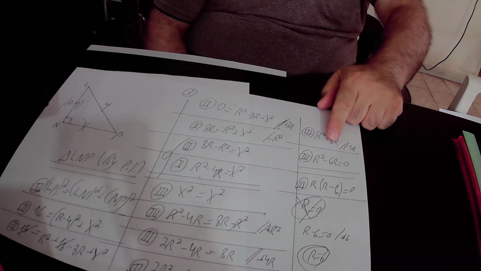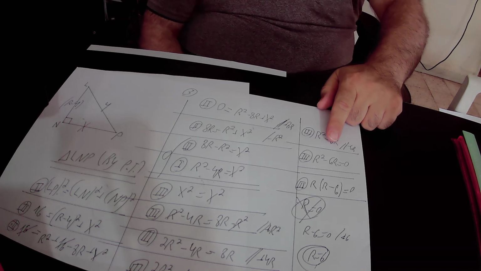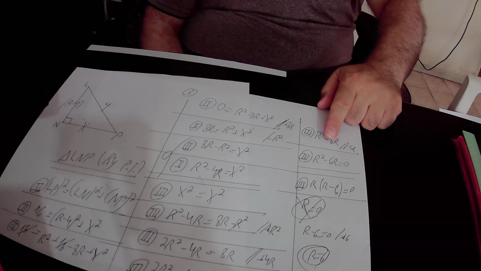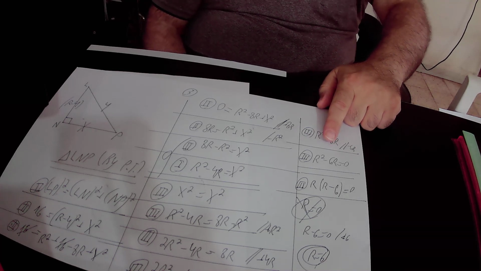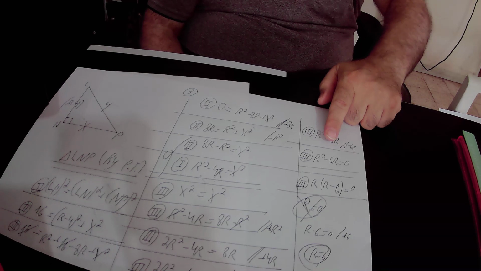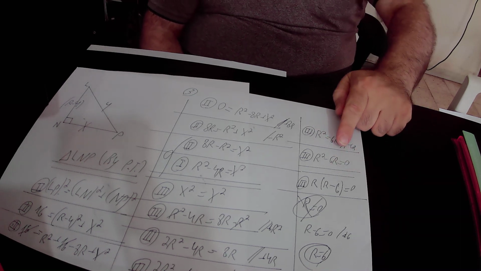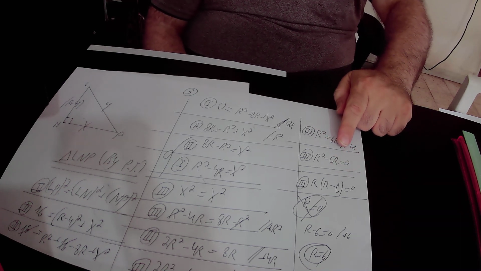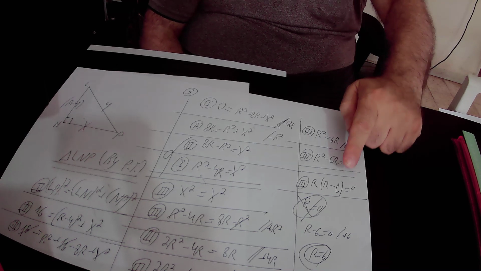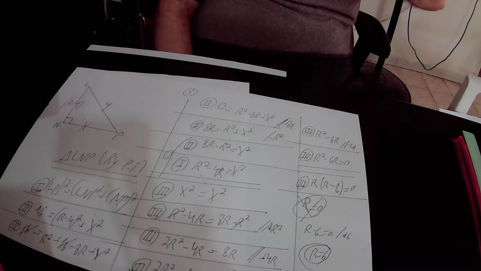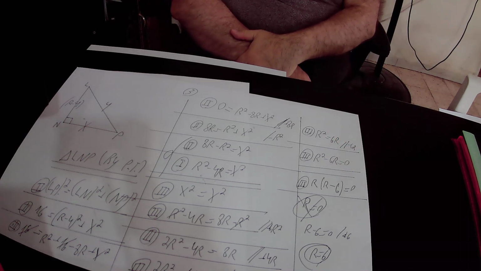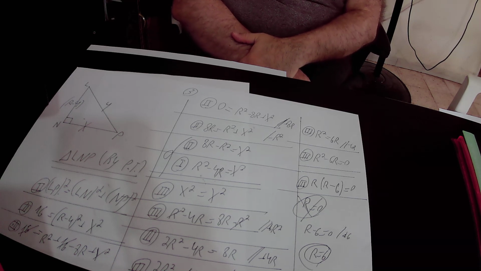We took r as a common factor out of equation number 3. So what is left from r squared after we took from it r as a common factor? What is left is actually r. And what is left from minus 6r after we took from it r as a common factor? What is left is actually minus 6. So in conclusion, according to equation number 3, r times (r minus 6) equals 0.